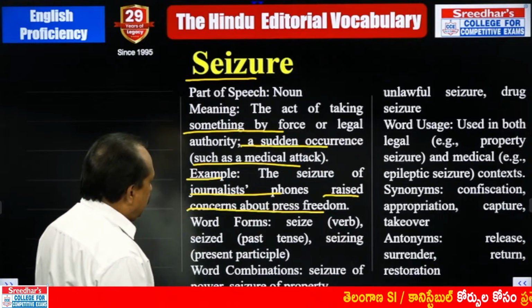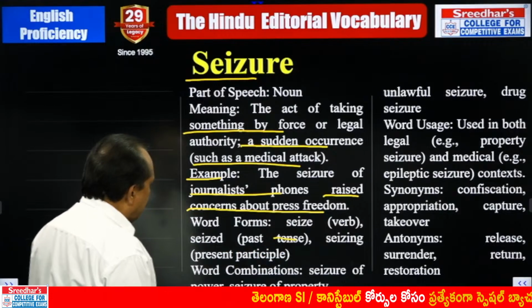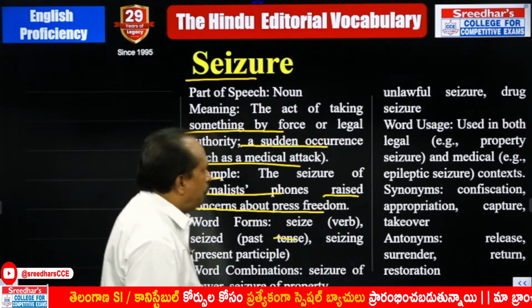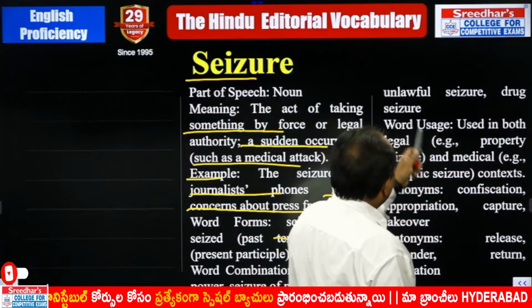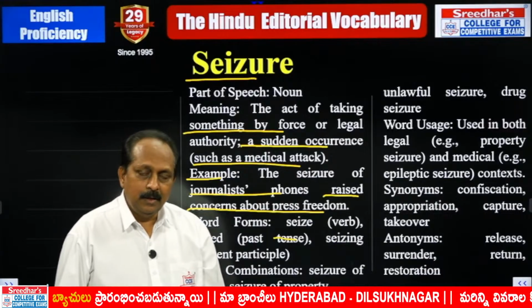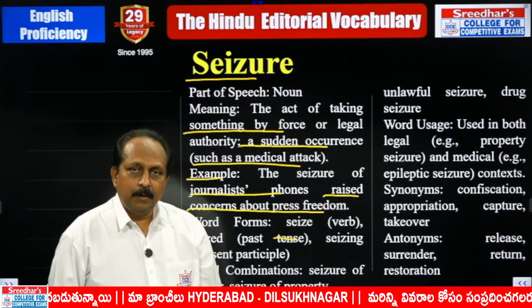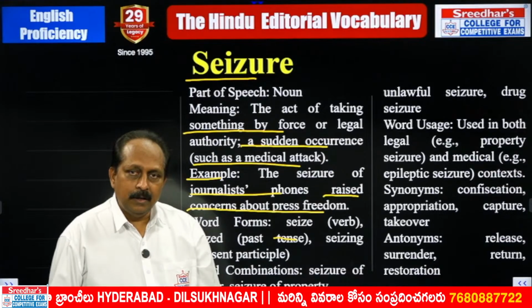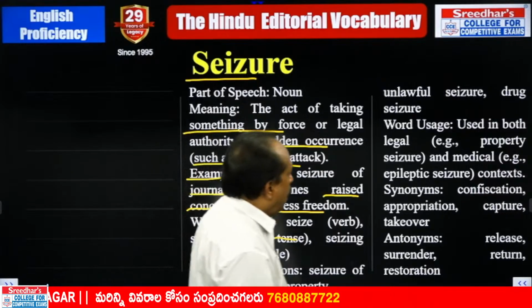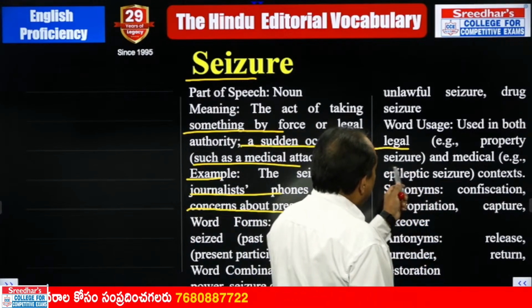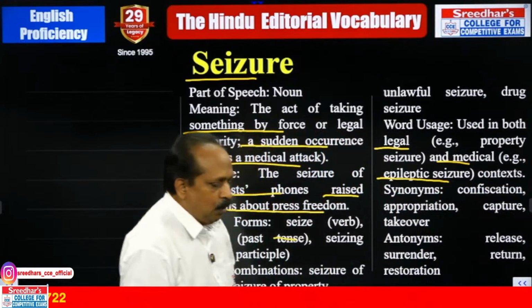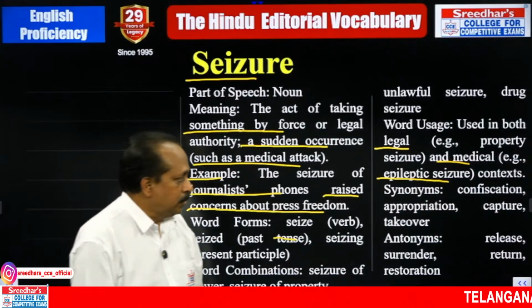Word forms, seize, verb, seized, past form, seizing, present participle, rarely we use. Word combinations, seizure of power, of property, unlawful seizure, drug seizure. These are all the combinations one has to know. It goes with drugs as well. It also goes with contraband. What is the meaning of the word contraband? When goods are being smuggled and customs officials confiscate, then we use the term contraband. Word usage, used in both legal, example property, and medical, epileptic seizure context. It goes with fainting, all those things. Medical field also we use.